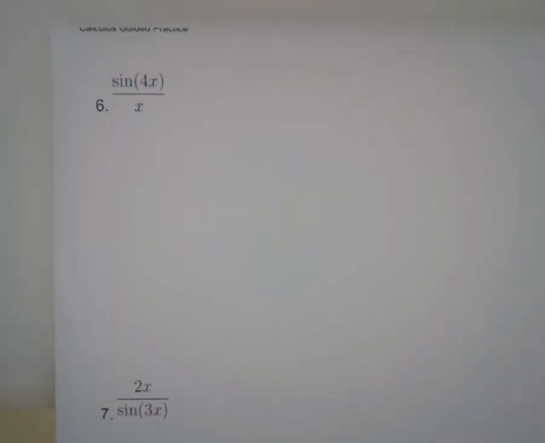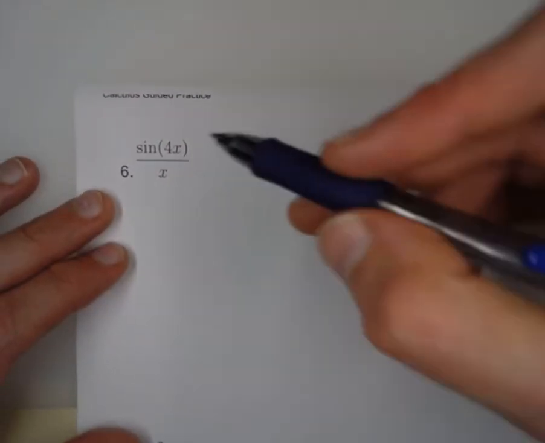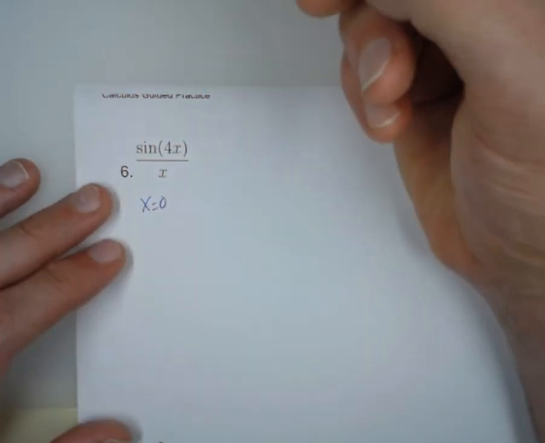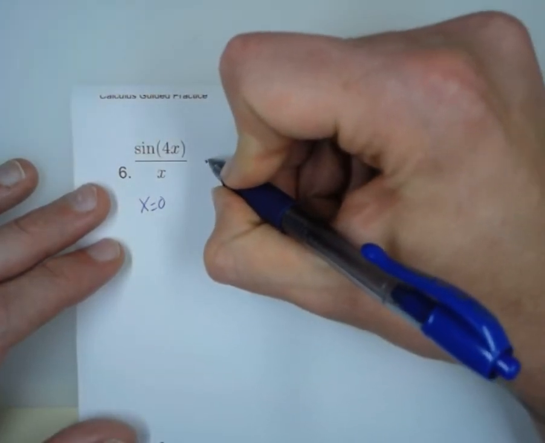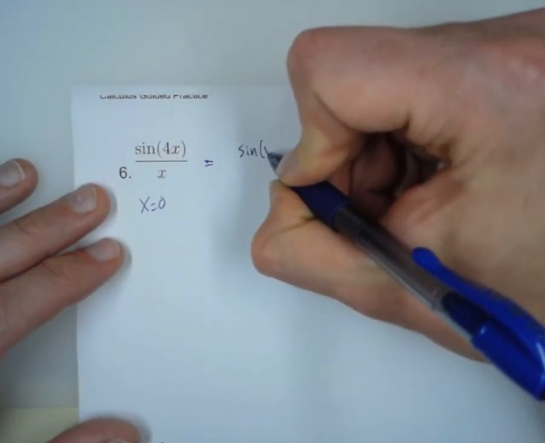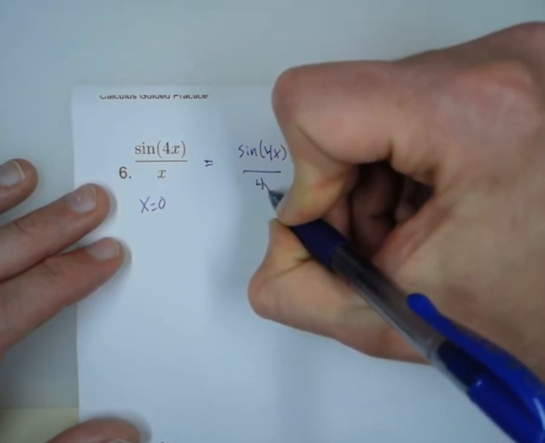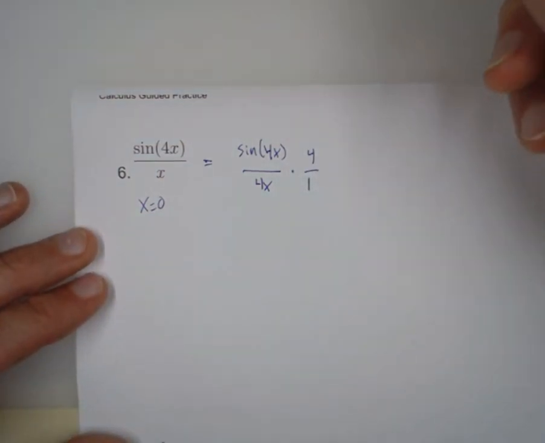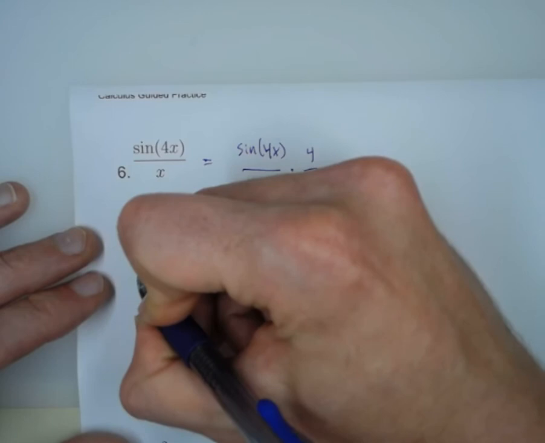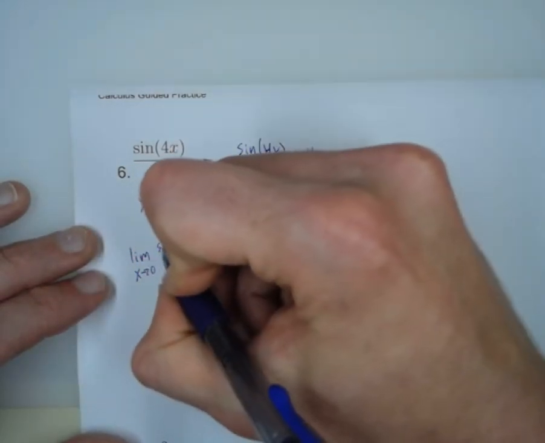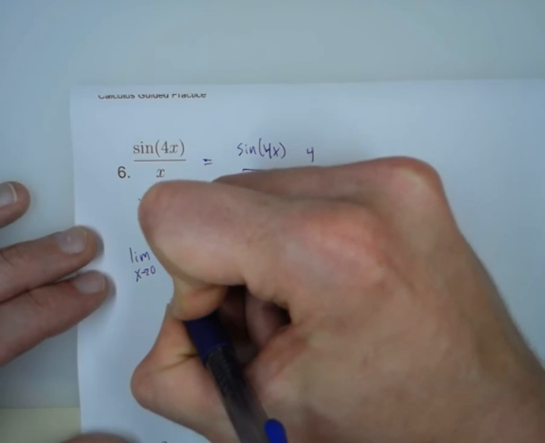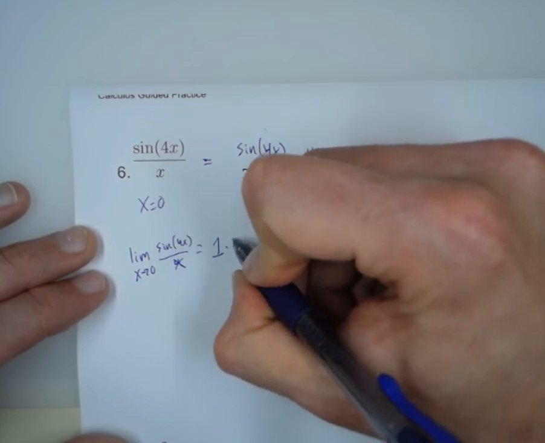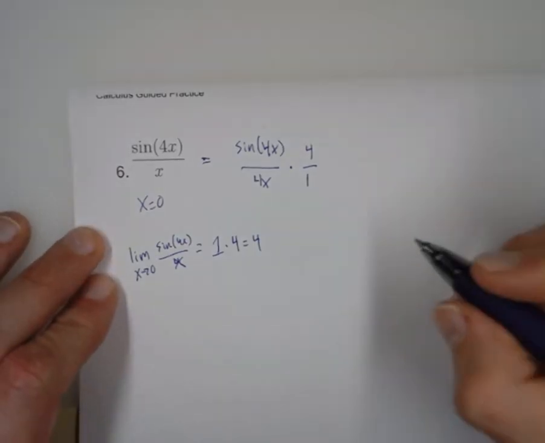So number 6, here we have a trig. And so when trig is involved with sine, we know that it's x equals 0. So to make this work, I'm going to write this as sine of 4x over 4x, but I need to cancel out the 4 that was there, so that's multiplied by 4 over 1. So the limit as x approaches 0 of sine of 4x over 4x times 4 is going to become 1 times 4, so that means the limit will equal 4.